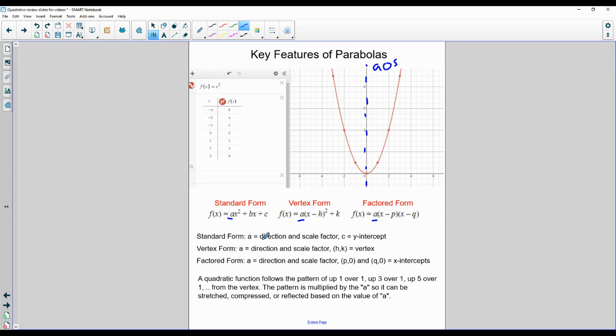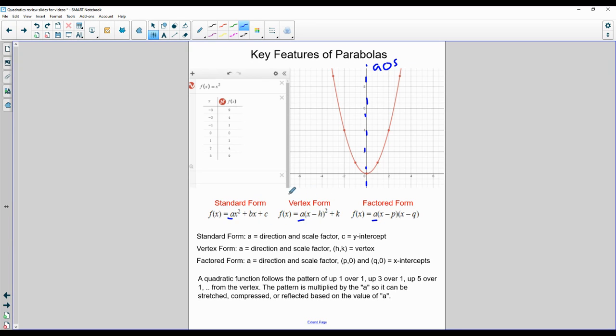With standard form, the A tells us that, and the C tells us the y-intercept. So whatever the C is, that's our y-intercept. The B doesn't tell us anything directly, but it does help us find the vertex. We'll go into more detail about that in a second.